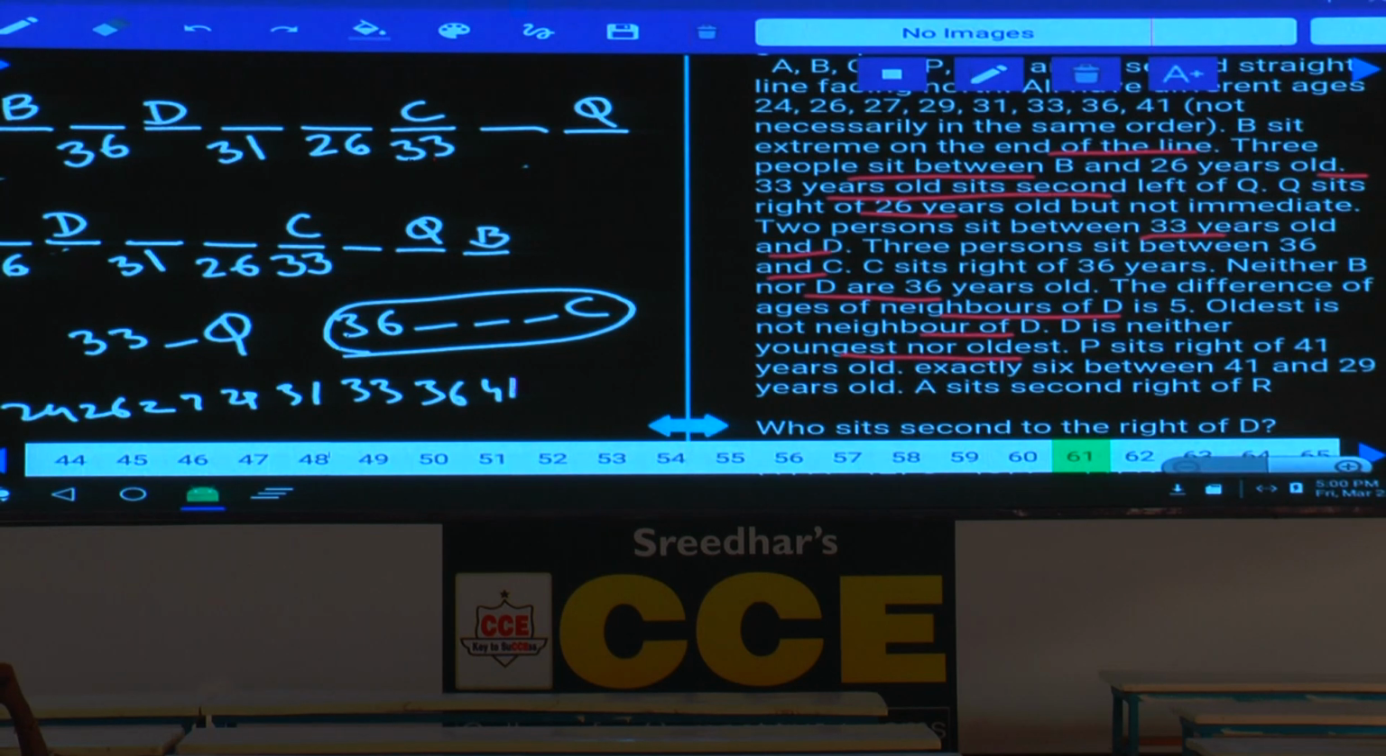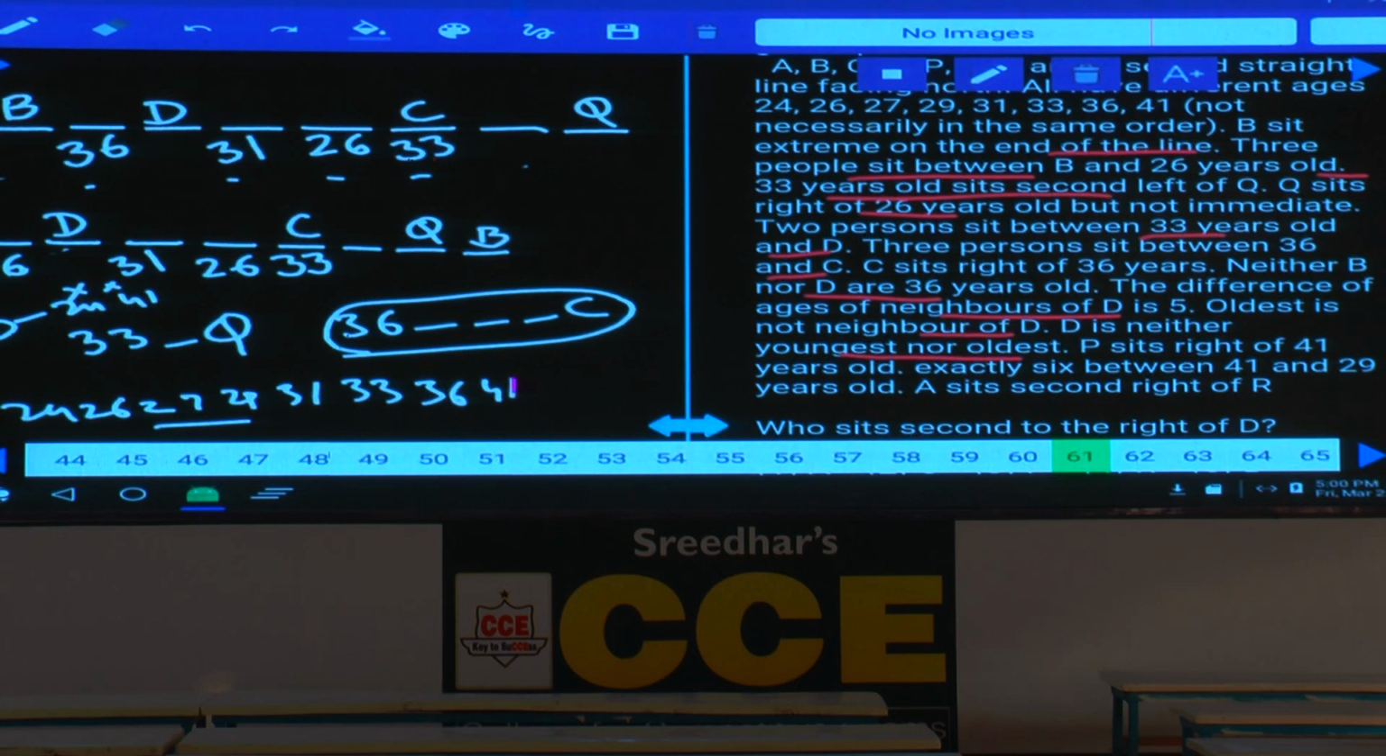And next one, D is neither the youngest nor the oldest. Hence D cannot be either 24 or 41. Now, 4 ages were already done, and 24 and 41 were also done. Now we are left with only 2 more. What are those 2 left over? 27 and 29. 27 and 29 are the 2 ages which are left for this D.